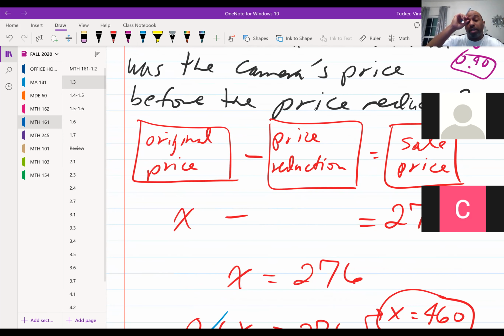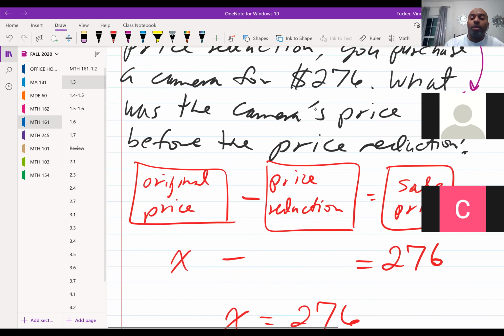That's 40% of something. In mathematics, of means multiplication. And the only thing that existed in this equation initially was the original price. So the price reduction is going to be 40% of the original price. And our original price is X. So this is going to be 0.4X or 0.40X. If you want to include that 0 behind the decimal, that's fine. But 0.4X. So that's going to be X minus 0.4X equal to 276.